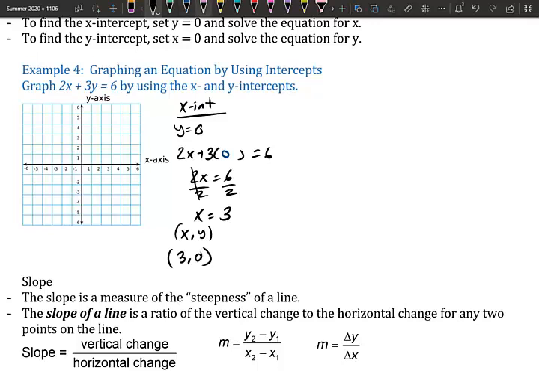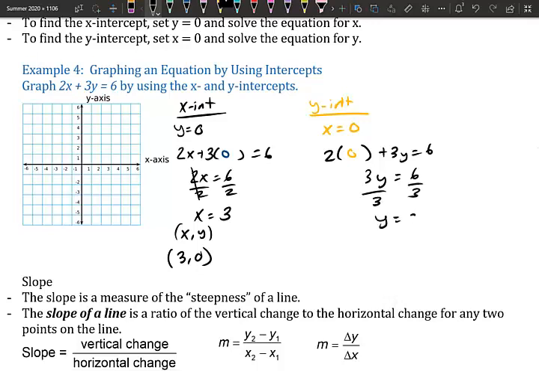Now we need to find our y-intercept. So the opposite of y is x, so we need to make x equals 0 in the equation. So we'll have 2 times x, which is 0, plus 3y equals 6. 2 times 0 is 0, so 3y equals 6. Divide by 3, we get y equals 2. So that point is 0, 2. So we have 3, 0, so right 3, that's it. And then 0, 2, so up 2, and we can connect those dots.